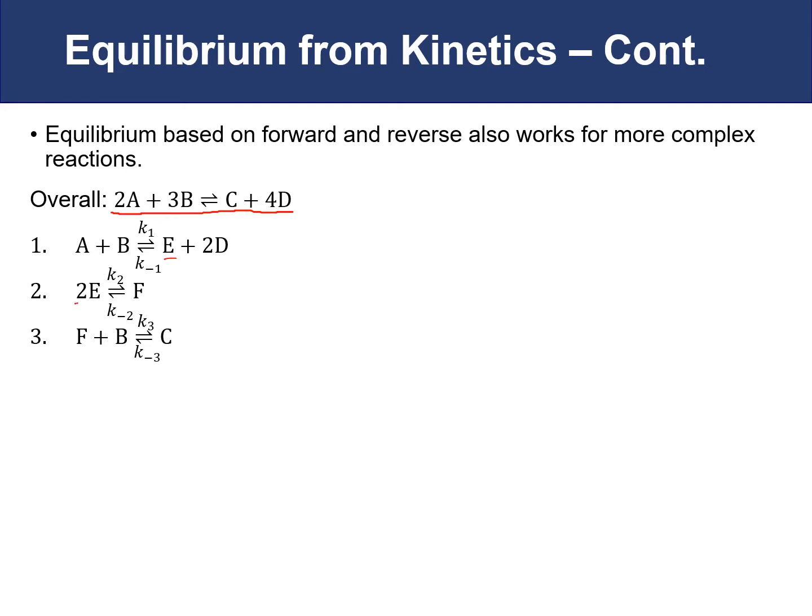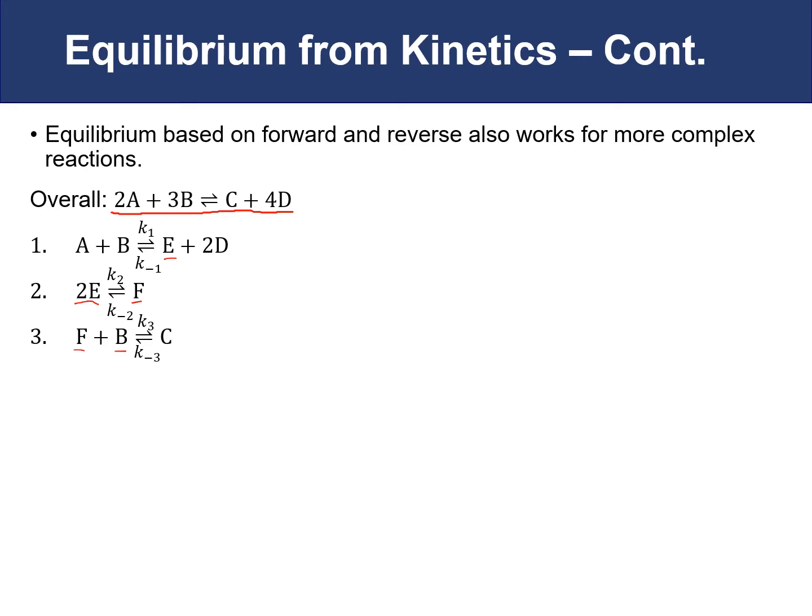Step 2, note we need 2 E's for this to occur. This produces 1 F. That F gets used in the third step, reacting with a B. Now, at first look, it might appear that our 3 reactions do not sum up to our overall reaction.